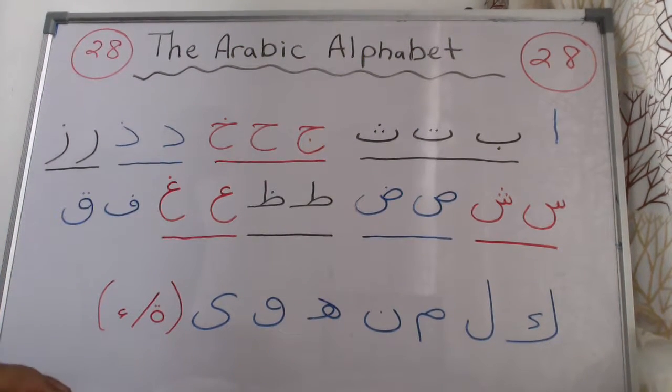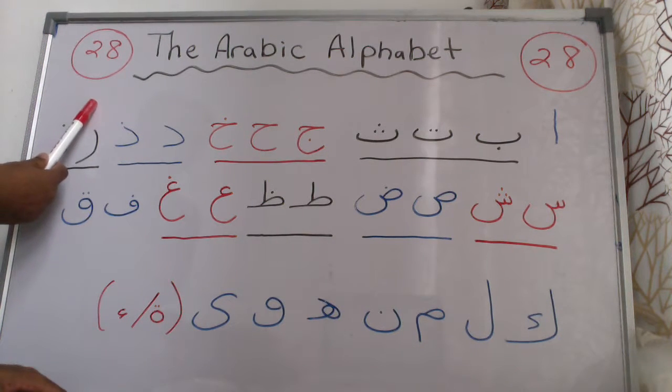Okay, let's begin with the Arabic alphabet, which consists of 28 letters.